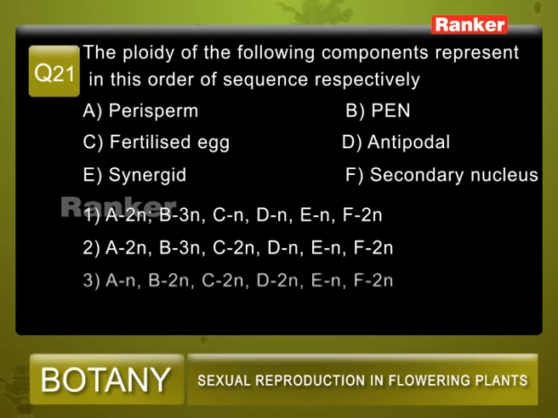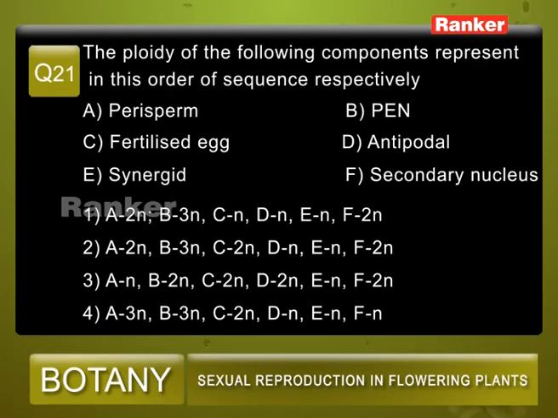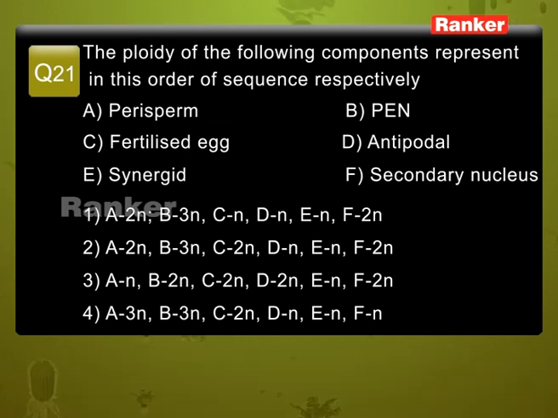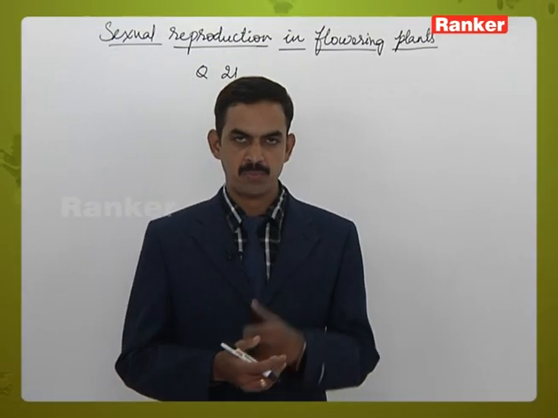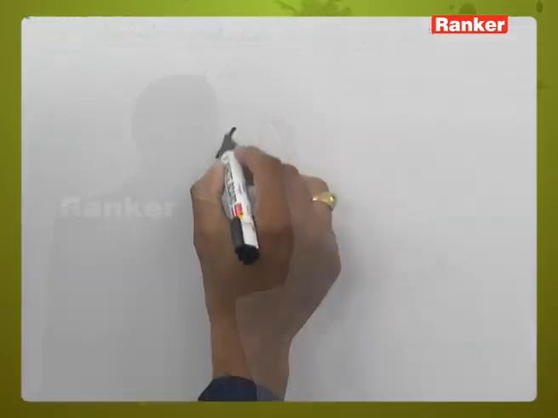Question number 21. The ploidy of the following components represent in this order of sequence respectively. A. Perisperm. B. PEN, that is primary endosperm nucleus. C. Fertilized egg, that is zygote. D. Antipodals. E. Synergid. F. Secondary nucleus. So in the given options, let's start with A. Perisperm.